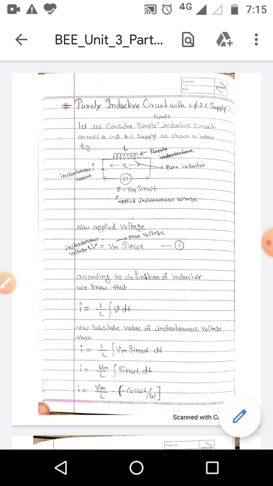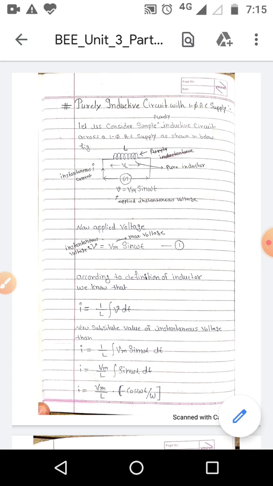in the below figure, where L represents the pure inductance and VL represents the voltage drop across the inductor, and i represents the instantaneous current flowing through the purely inductive circuit, and v represents the instantaneous voltage, or supply voltage, or applied voltage, where small v is equal to Vm sine omega t.